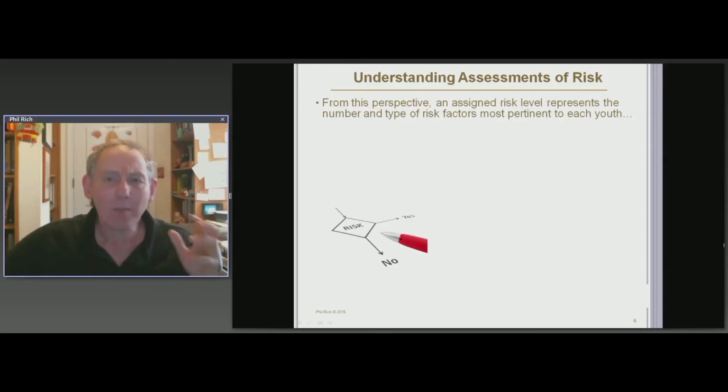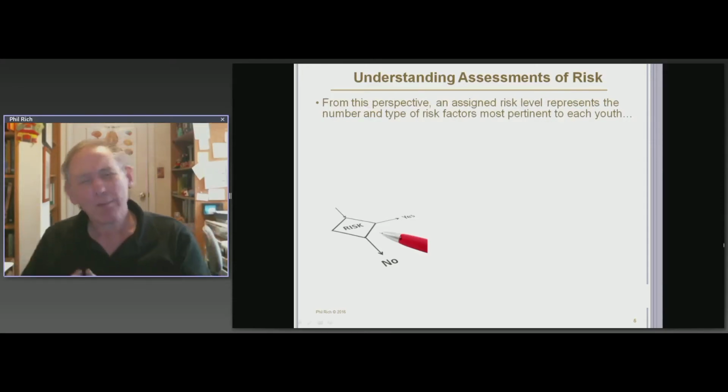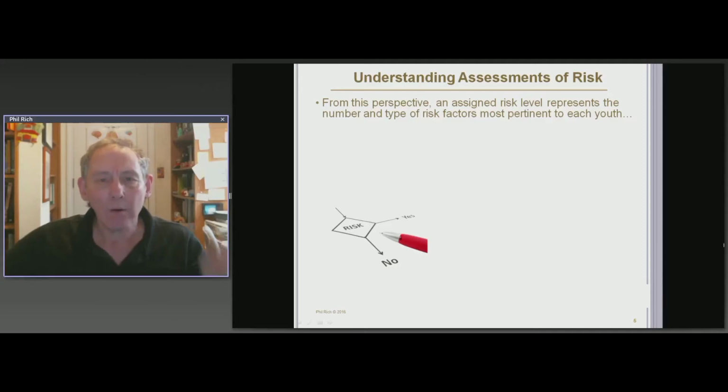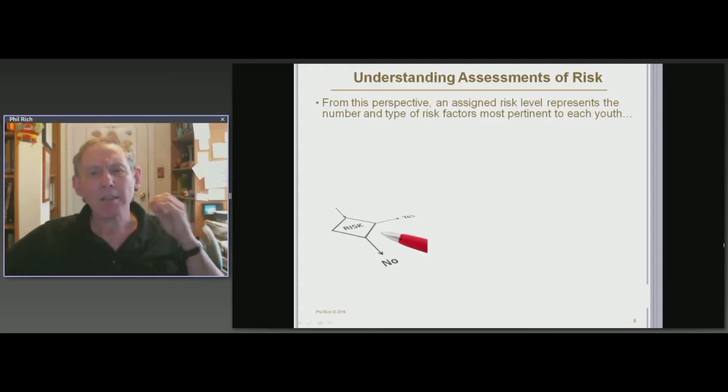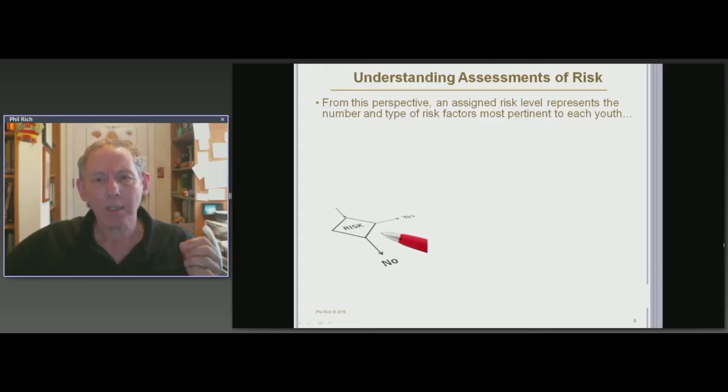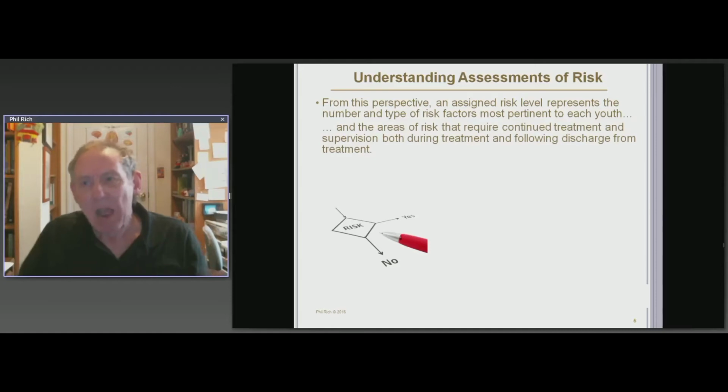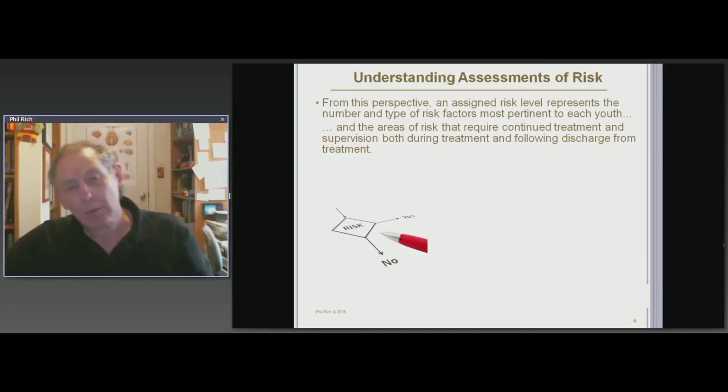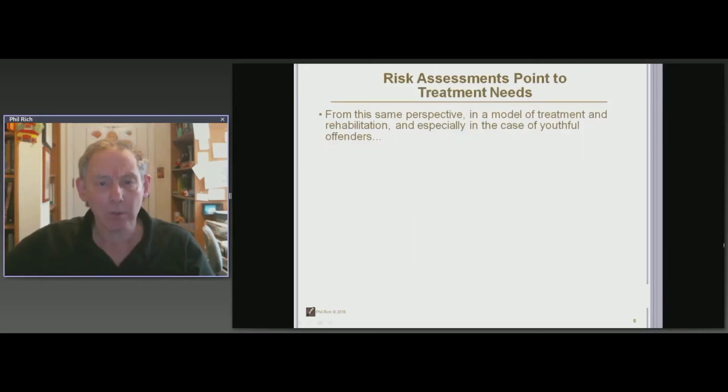And so when we think about it from that point of view, a risk level doesn't just represent our thoughts of, well, this person's at a high level of risk to reoffend. A high risk level really represents the idea that there are a lot of risk factors. In the case of risk in general, risk level represents how many risk factors are there, and what are the types of risk factors present in that particular youth. And importantly, from the perspective of treatment, areas of risk that are going to require treatment now and in the future, both during treatment and potentially after somebody discharges from active treatment.